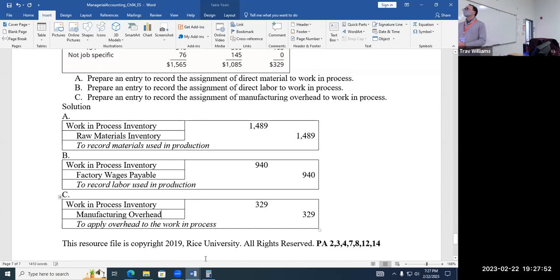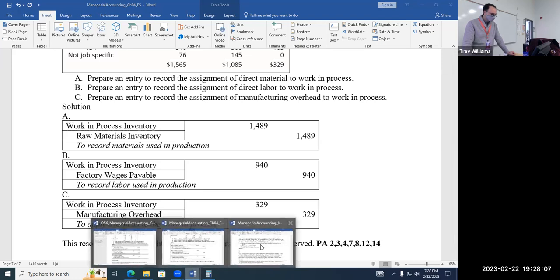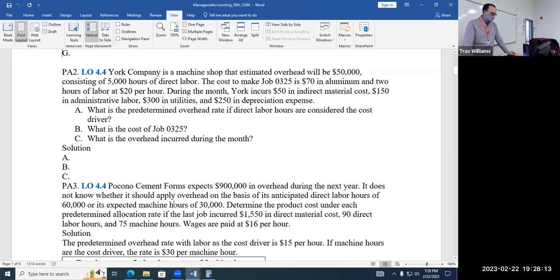So we're done with the exercise set. Any questions here before we move on to the problem set? Okay. All right, we're going to start with problems 2, 3, and 4.